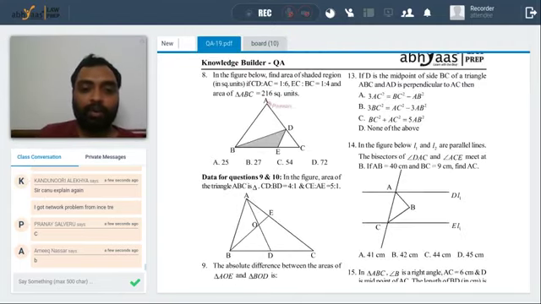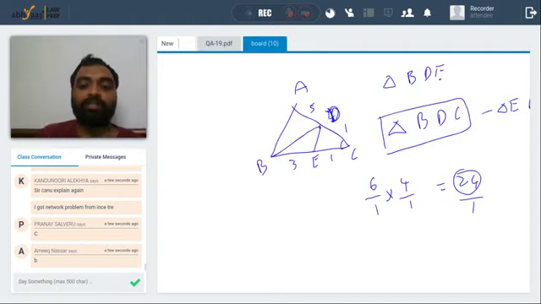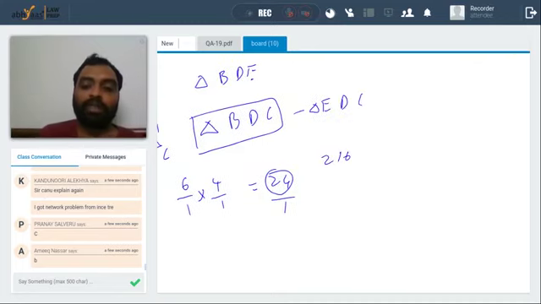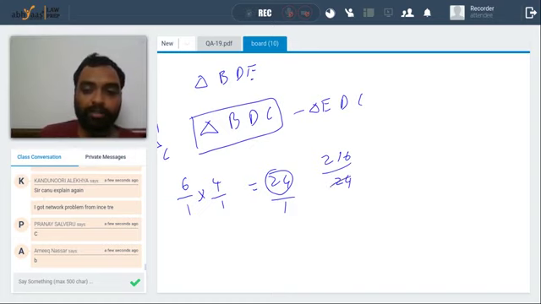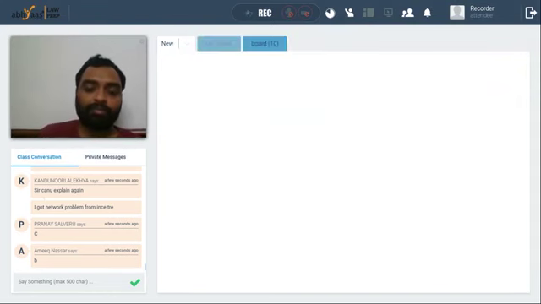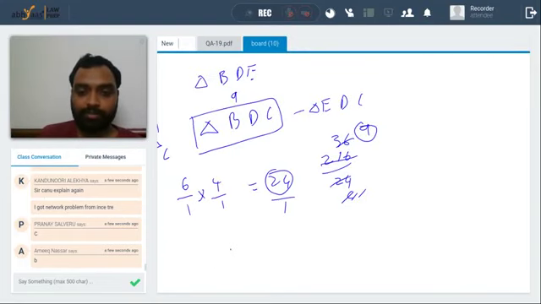Clear? So what is the triangle area that they have given? 216. If this is 216, how much will this be? I want quick answers. That means 216 divided by 24. Is everybody able to understand what I'm trying to say? Clear? Okay. So what is this triangle area? 9. Complete BDC is 9. Oh, 9. Somewhere I made a mistake.